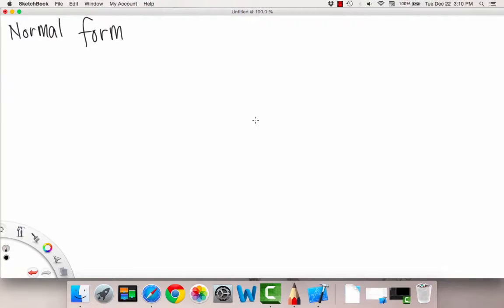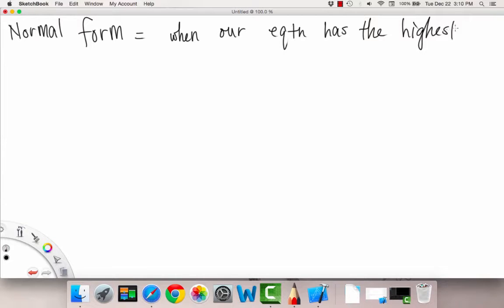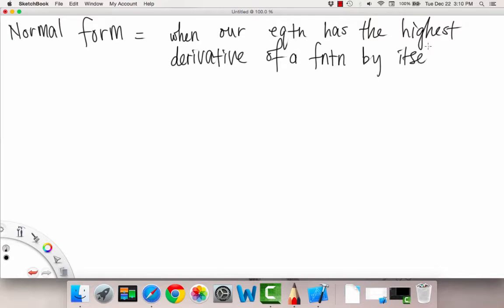Alright, so now we'll go over normal form. And what is normal form? This is basically when our equation has the highest derivative that occurs in the equation isolated on one side of the equal sign. So when it has the highest derivative of our function by itself on one side of the equal sign.